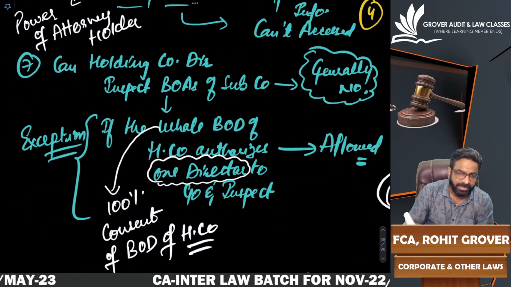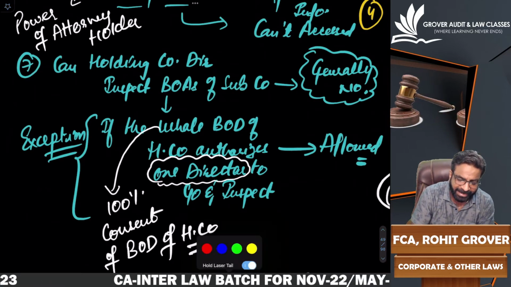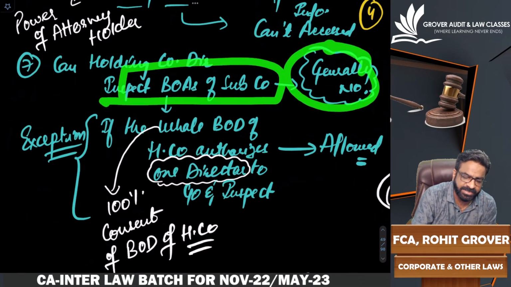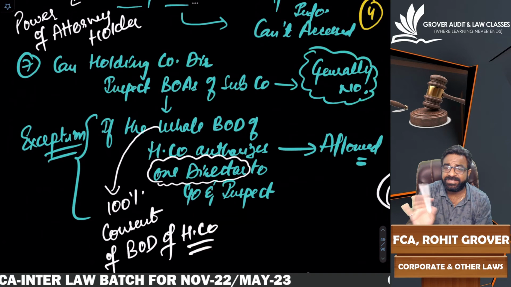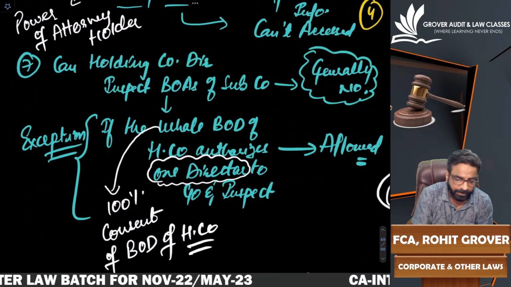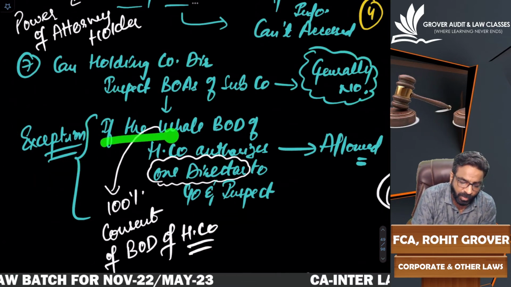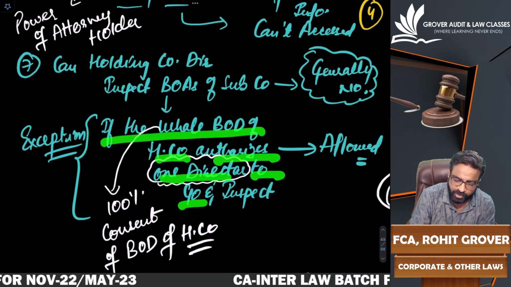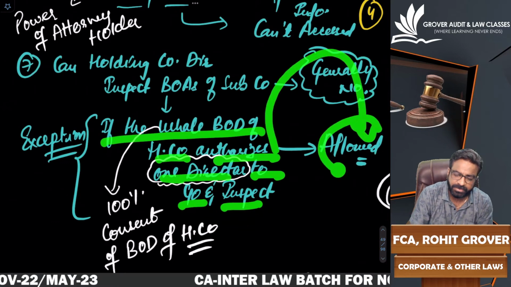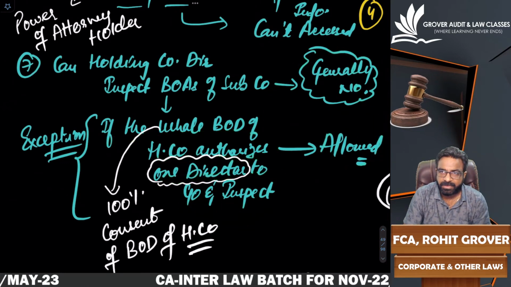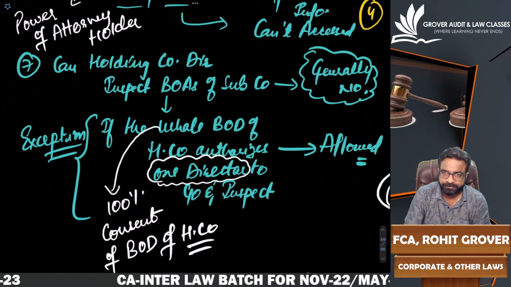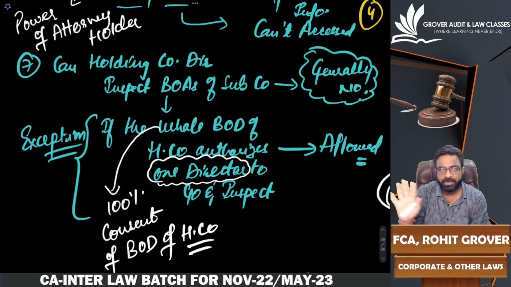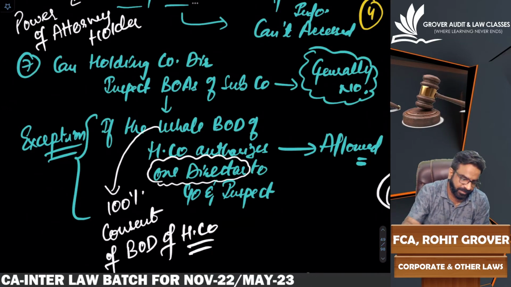So tell me, can a holding company's directors go and inspect the books of accounts of a subsidiary company? Generally, no. But what is the exception? If the whole board of directors of the company authorizes one director to go and inspect, then it is allowed. Is it clear? All directors allowed or only one director allowed? Only one director. Crystal clear to all of you?